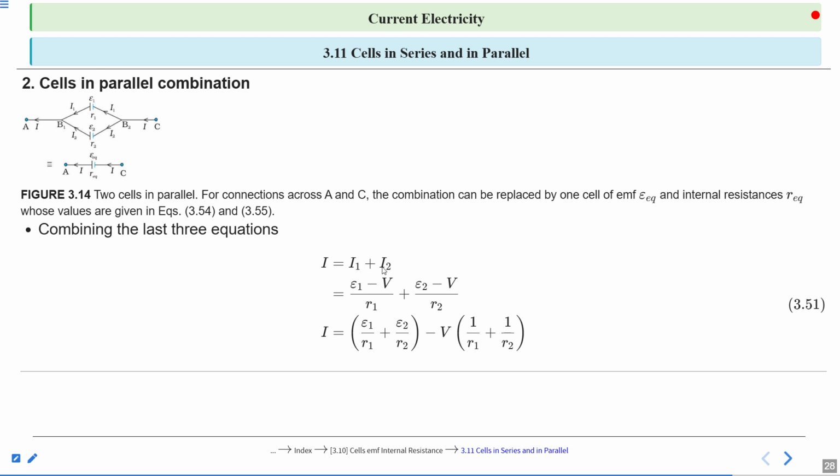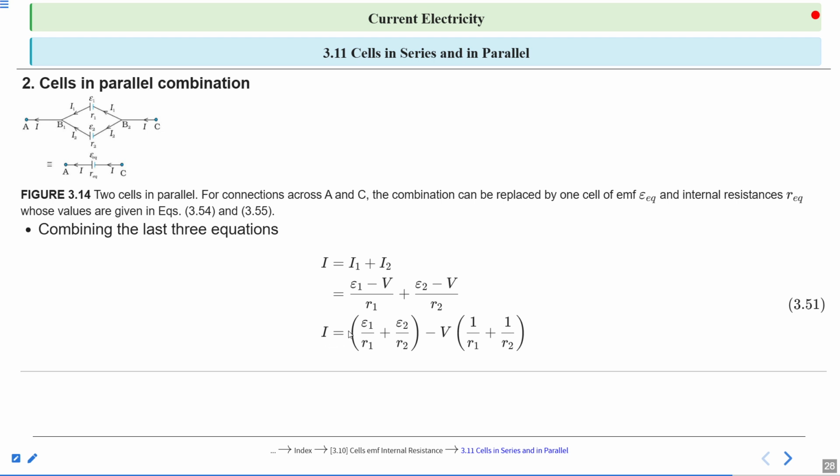So put the values of I1 and I2 in this equation, which is (epsilon 1 minus V) upon R1. So V equal to epsilon 1 minus I1 R1. So what will be the I1? I1 will be (epsilon 1 minus V) upon R1, and V equal to epsilon 2 minus I2 R2. So what is the I2 from there? (Epsilon 2 minus V) upon R2. Got it? So I1 and I2 came from those last two equations.